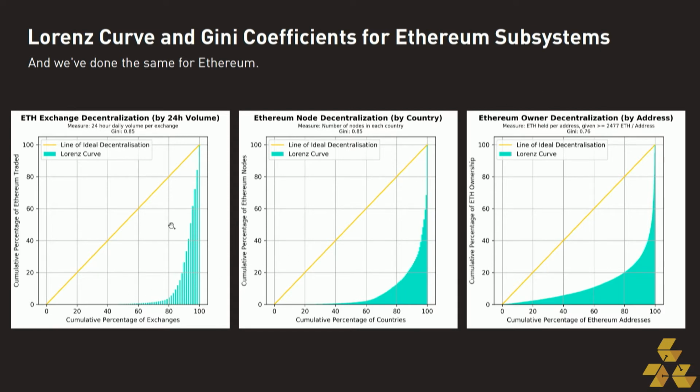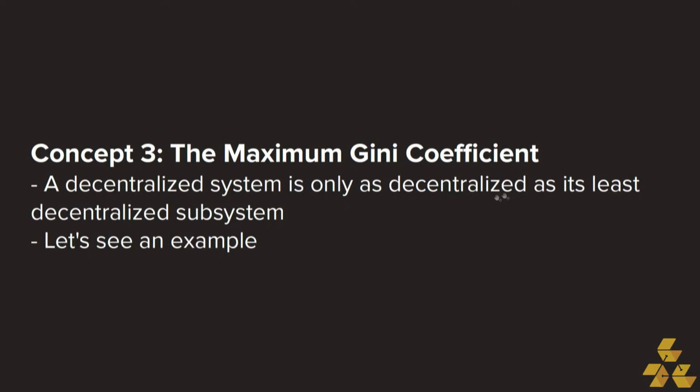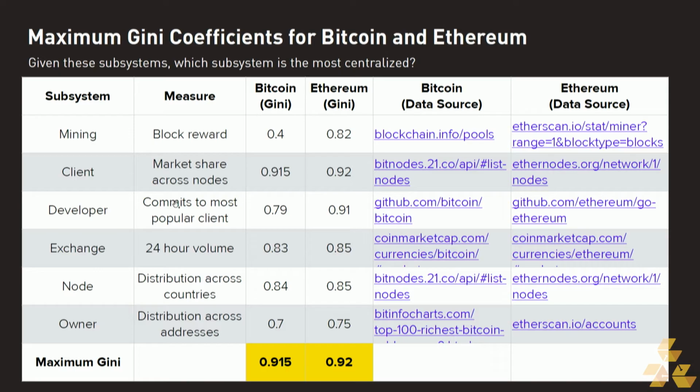This is useful. These kinds of graphs are interesting. But one of the issues is if I say a Gini coefficient of 0.85 or 0.76, it's hard to really wrap your head around what that means. And so we propose something which tracks with that, but is a little more intuitive, which we call not the Gini coefficient, but the maximum Gini coefficient, which is that a decentralized system is only as decentralized as its least decentralized subsystem, right? So if you take all of these Gini coefficients together and all of these Ethereum Gini coefficients together, you can actually say, okay, if I take the maximum of them, that's the subsystem which is the most centralized.